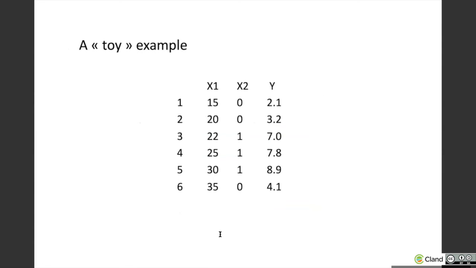For illustration, I take a toy example. This example is based on a very simple data set. It's an example used only for pedagogical reasons. So you have here 6 individuals. Each individual has 2 characteristics, x1 and x2. x1 is a continuous input, x2 is a binary input, and y is the output to be predicted.